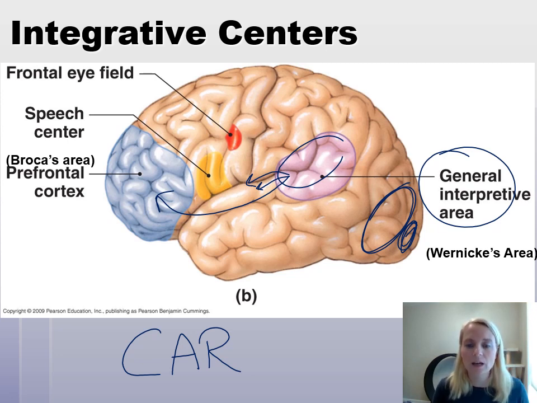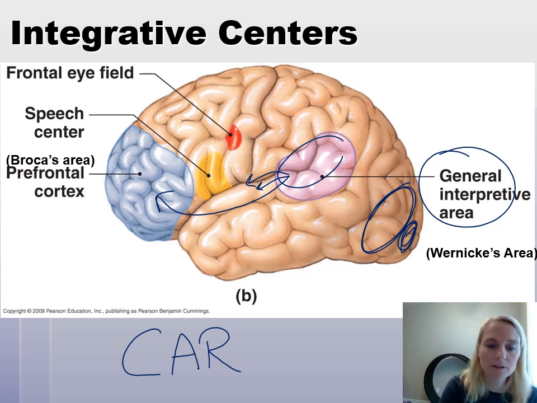So your integrative centers help bring in information from multiple association areas to give more meaning and memory and depth and understanding to that bit of information, either a visual, an auditory, a taste, a smell, a general sensation, like a touch. All of that gets put together by these integrative centers. So that's a major job of your general interpretive area.